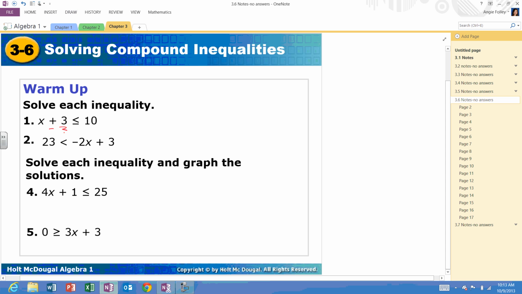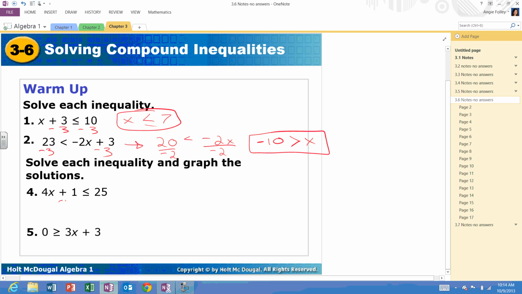Okay, so I'm going to move this 3 over, and then I get x is less than, if I take 10 minus 3, x is less than or equal to 7. I'm going to move this 3 over first. I'm going to rewrite it over here. So that gives me 20 is less than negative 2x. Now I need to divide by negative 2. If I divide by a negative number, I need to flip the sign, so I get negative 10 is greater than x.